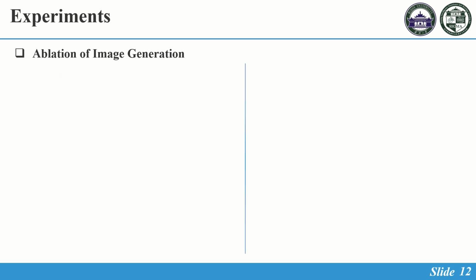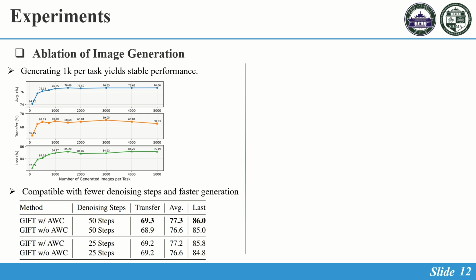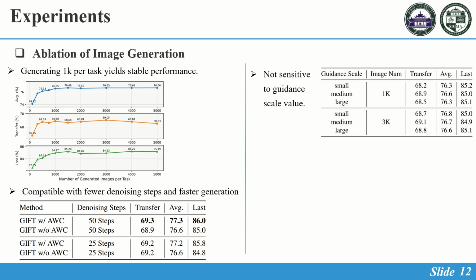Finally, let's share some results of image generation ablation experiments. We find generating 1,000 images per task yields stable performance, and increasing this number will not bring significant improvement. Our method is compatible with fewer denoising steps, for example 25 steps, which allows for fast generation. Our method is not sensitive to the guidance scale because we mainly rely on class diversity rather than intra-class diversity to ensure the diversity of synthetic data.